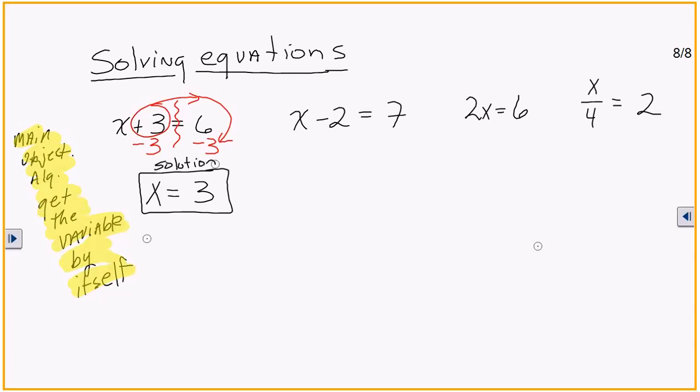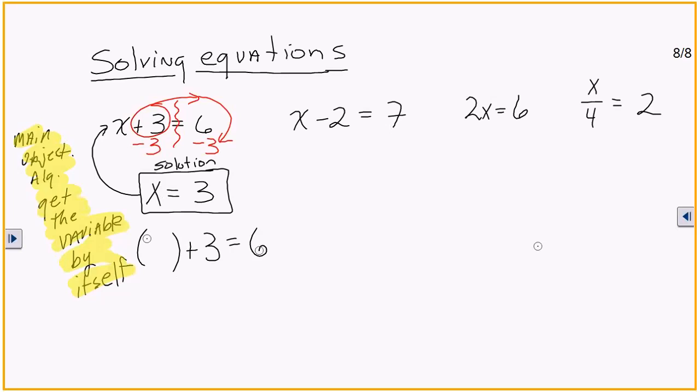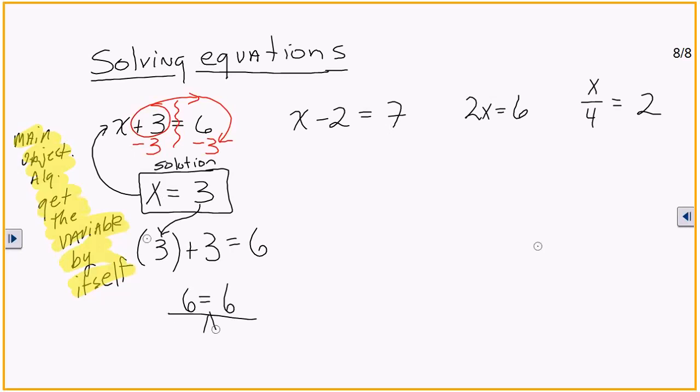Now, we also need to check it. So we're going to plug 3 back into the equation. X plus 3 is equal to 6. We plug that 3 in right where the x was. And of course, we get 6 is equal to 6. And that is how you solve a one-step equation.